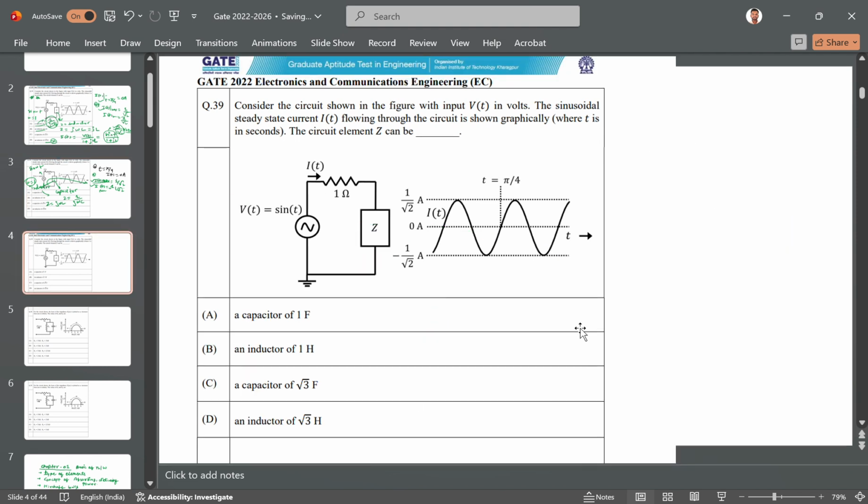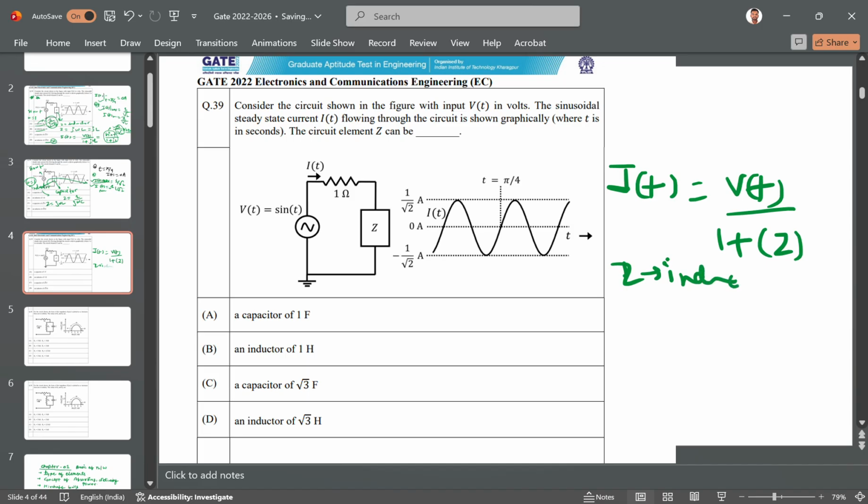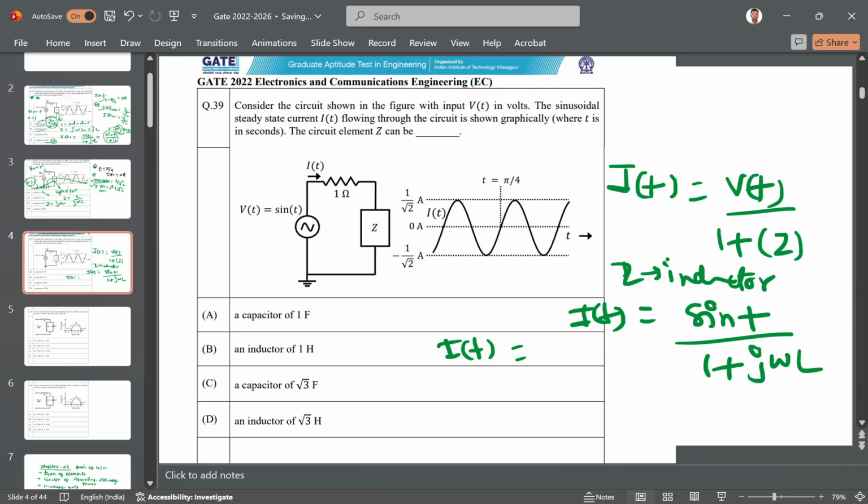So what is the current value? That is sin t upon 1, the resistor value is 1, in series with Z. I don't know about the Z. If Z is, I have called it an inductor, so the resultant is sin t upon 1 plus j omega L. Already omega is equal to 1, and for the first case I am taking the inductor L also equal to 1. Let's see if it comes or not.